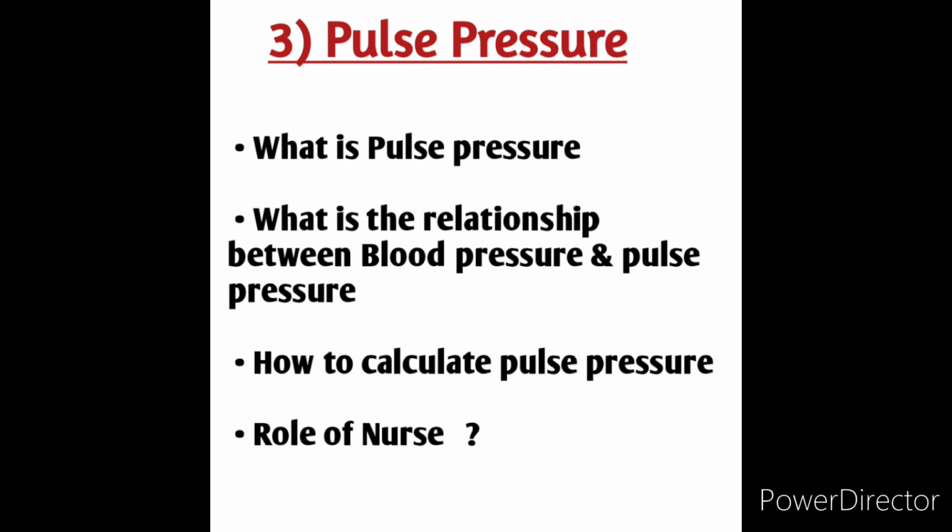Pulse pressure is the difference between the upper and lower numbers of the blood pressure. The difference between the upper and lower number is called pulse pressure. This number can be an indicator of health problems before you develop symptoms.